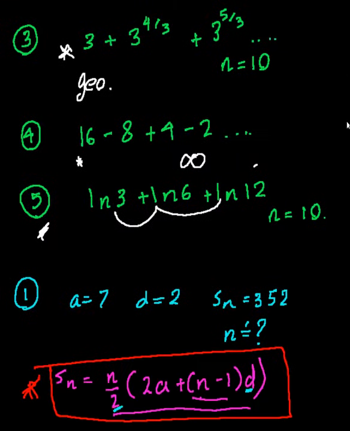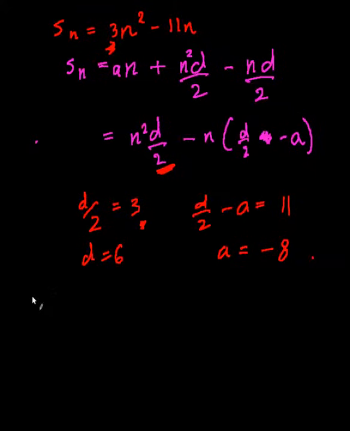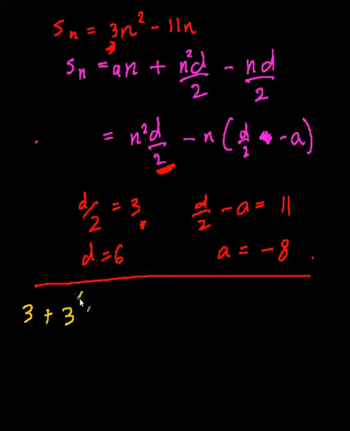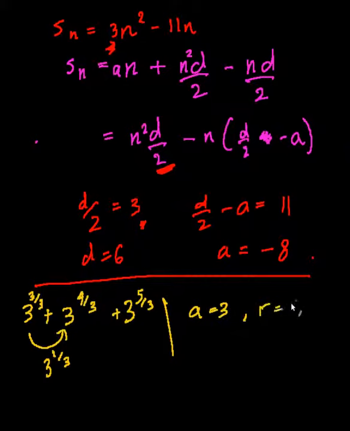Question 3. Alright, so this is really just an application of the geometric series sum. So I have 3 plus 3 to the 4 on 3, 3 to the 5 on 3, and so on. Now this 3 over here, I can write it as 3 to the power of 3 on 3, right? So now you should be able to see that the ratio is simply 3 to the power of 1 on 3. Now we can just use the sum formula. So I have a is equal to 3, r is equal to 3 to the 1 on 3. We have n equals 10.